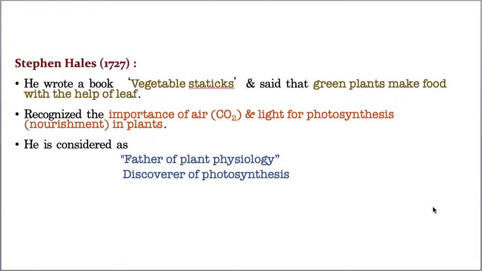Okay, now the next one is Stephen Hales. Everyone who is listening to this class, you know Stephen Hales is the father of plant physiology, and he wrote a book called Vegetable Statics. In this book, he said that green plants make food with the help of leaves. That means, in your home, if you want to make food material, where do you cook, tell me, in the kitchen. Like that, in green plants, what is the kitchen? Leaves. So that's why some scientists call leaves the kitchen of the plant body.